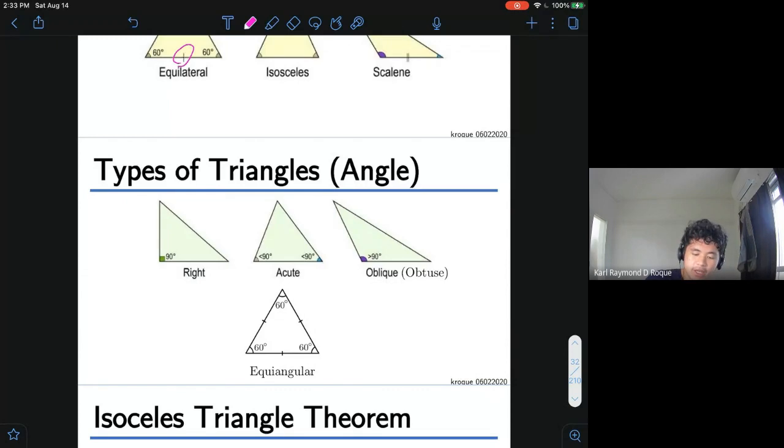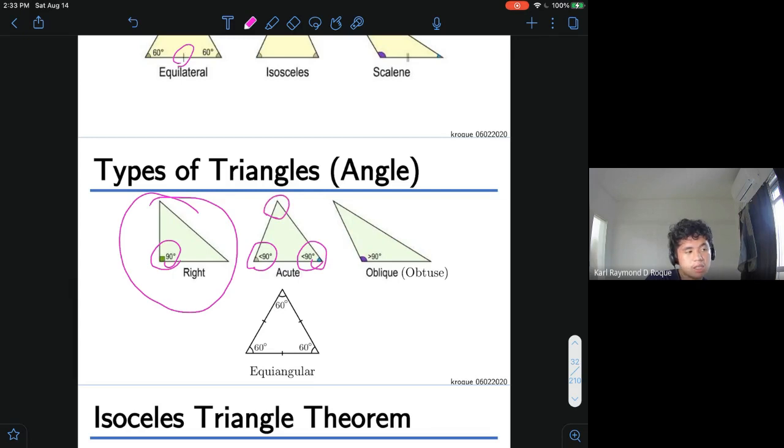types of triangles according to angle. First is the right triangle, which has a 90 degree angle. Acute triangle, all angles are less than 90 degrees. Oblique or obtuse triangle, one of the angles is more than 90 degrees. And equiangular triangle, all angles are congruent. That only happens with an equilateral triangle, which is 60 degrees each.